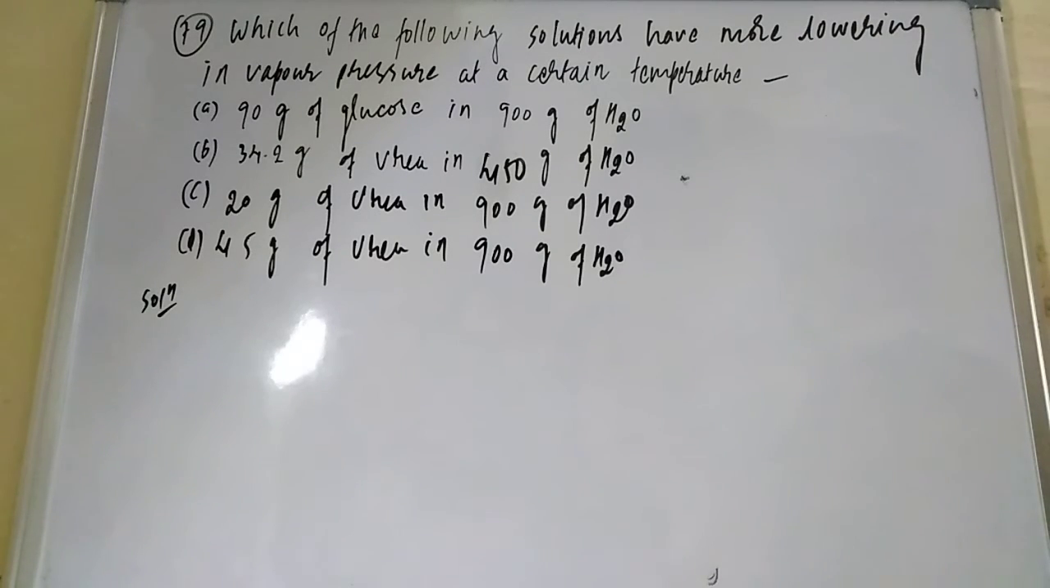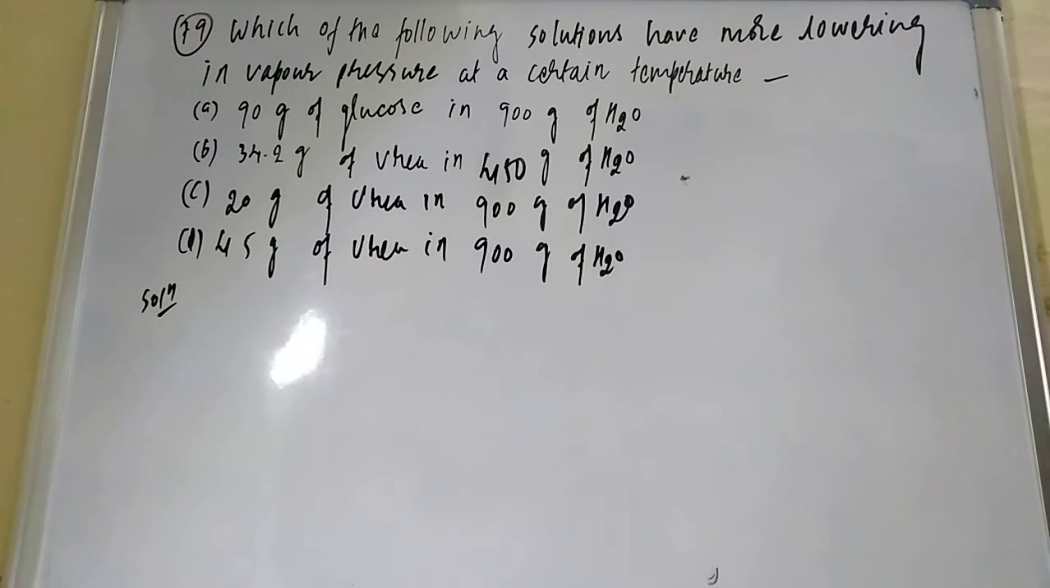Hello friends, let us see one more problem from the Narayana NEET book. Question number 79, which is asked by my student. The question is saying, which of the following solutions have more lowering in vapor pressure at certain temperature? There are 4 options they have given. They are not talking about the relative lowering in vapor pressure. They are just saying lowering in vapor pressure.